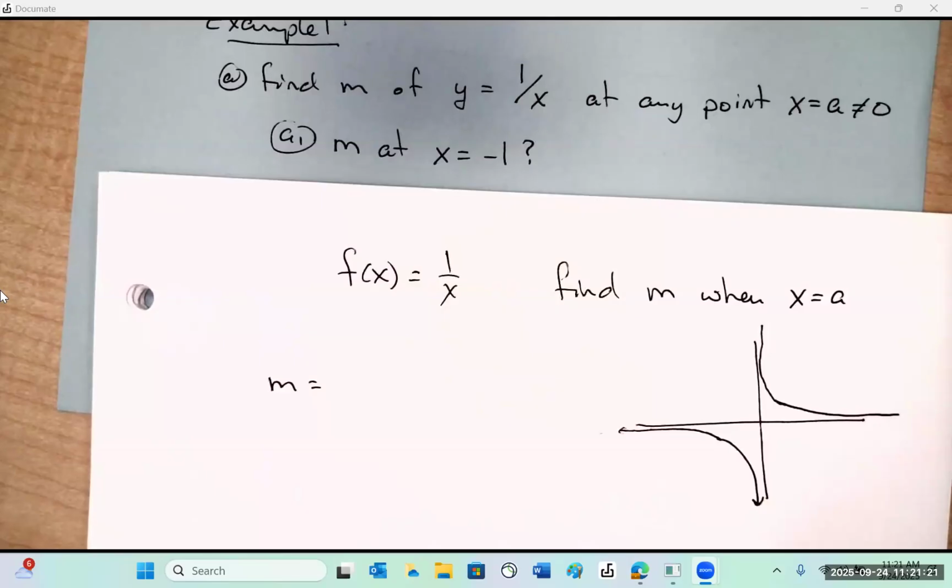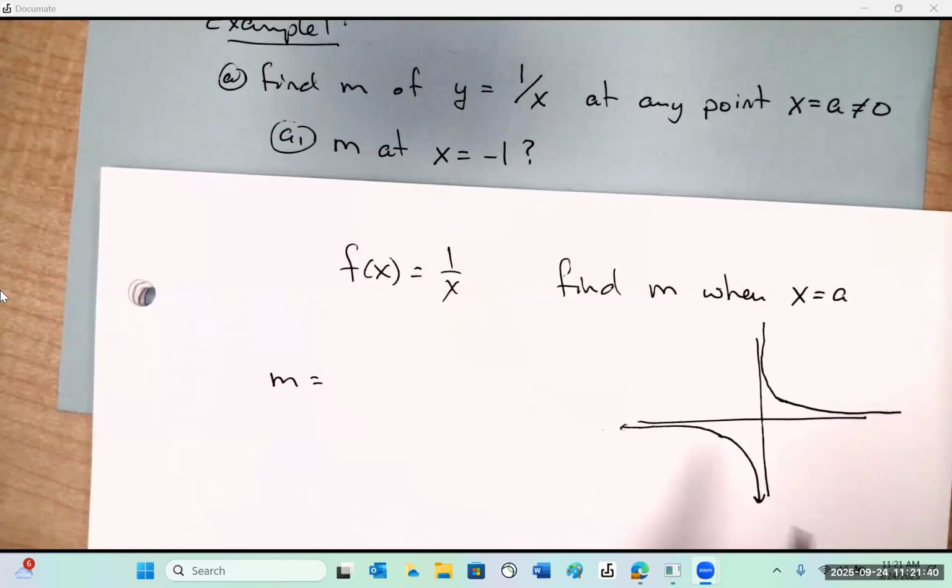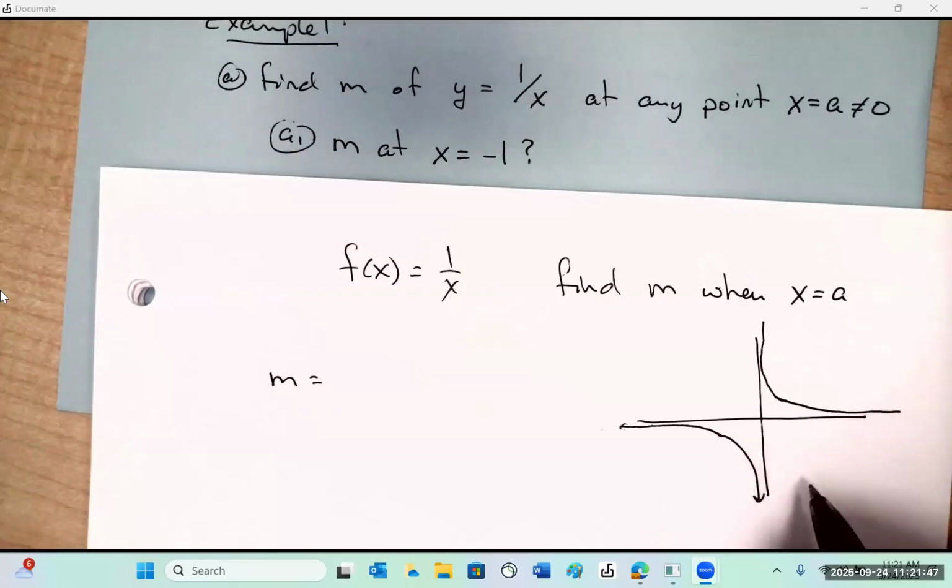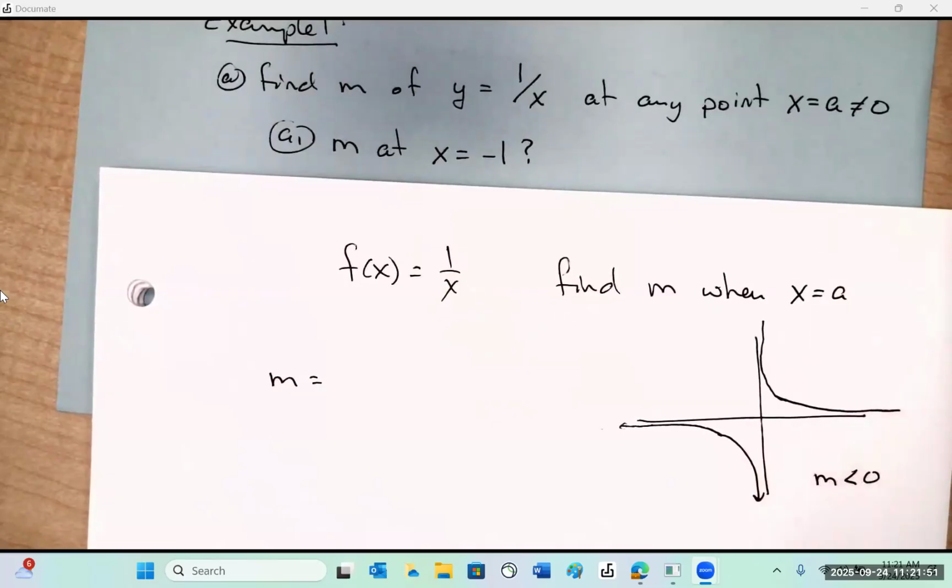What do we notice about this? To begin with, what do we notice about all the slopes of this function? Is it an increasing or decreasing function? Or both? It's always decreasing, correct. So because it's decreasing, what do we know about our slope? The slope will always be negative.